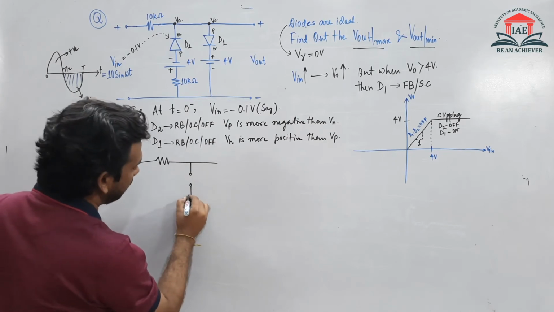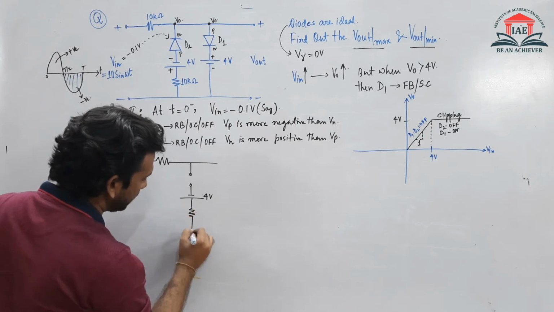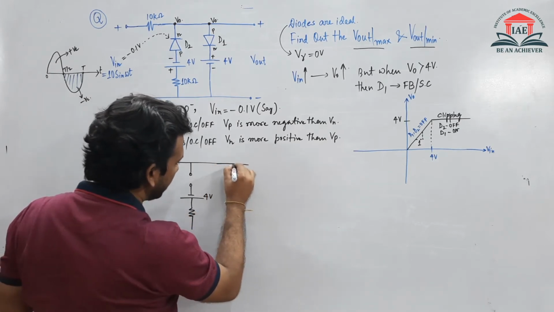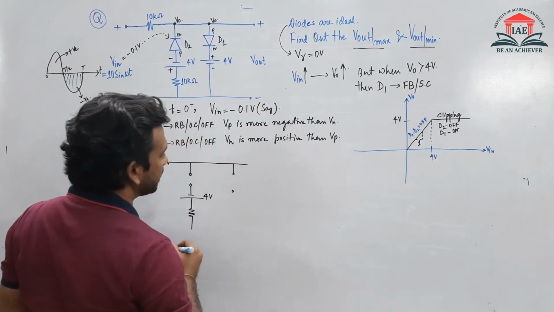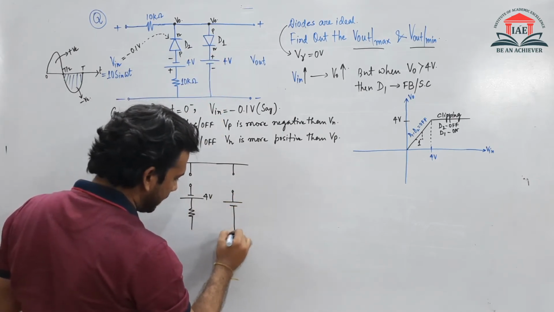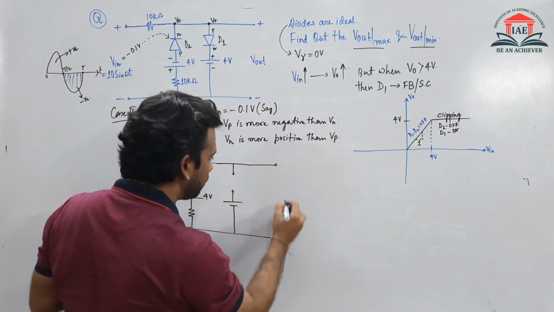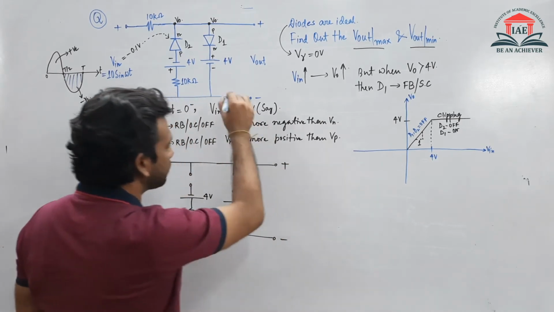There is a voltage here, 4 volt. There is a 10 kilo ohm resistor here. Similarly, here also there is an open circuit for the D1 and plus 4 volt is connected here. So this will be the equivalent circuit at t equals to 0 minus condition.